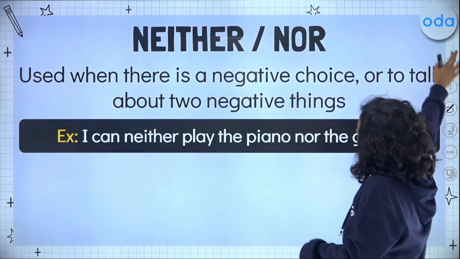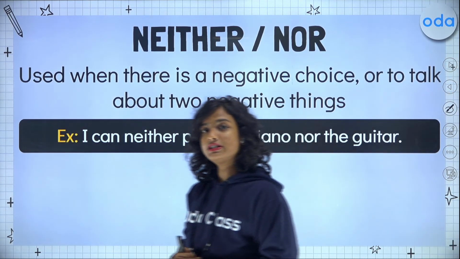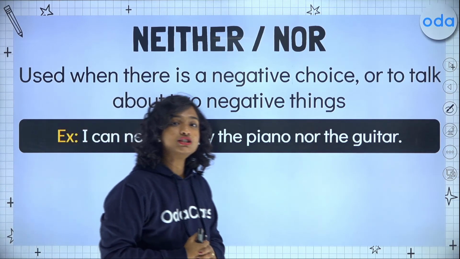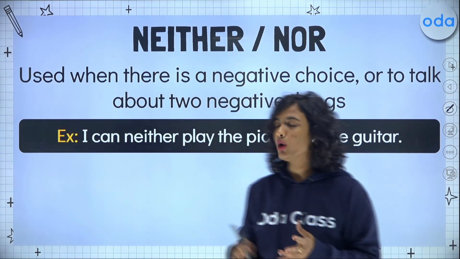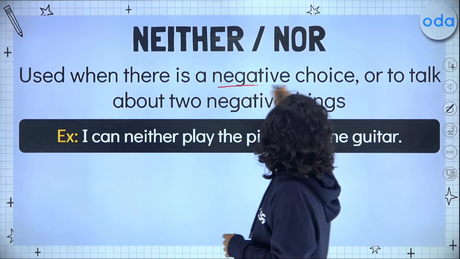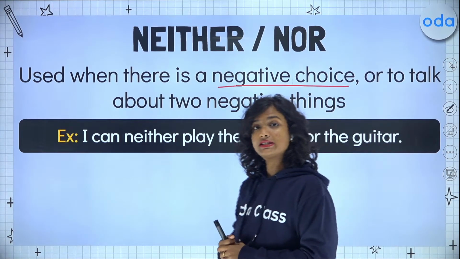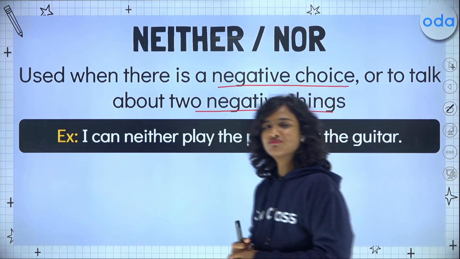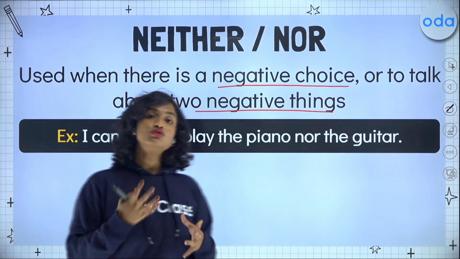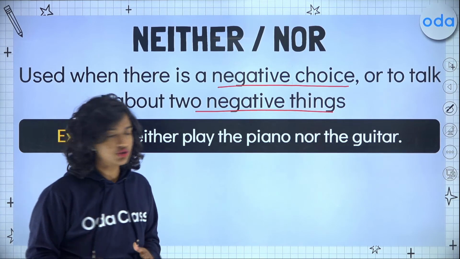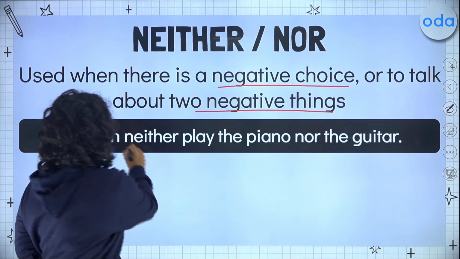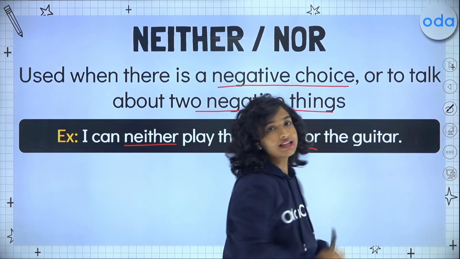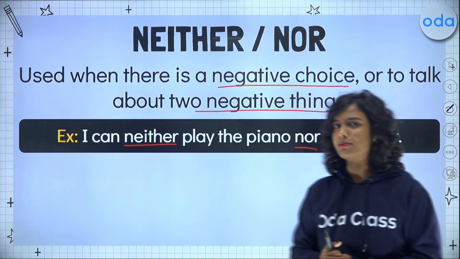So let's move on to our second conjunction for today. We have neither nor. Where either or is used to show a choice or an option, neither nor is used when there is a negative choice or to talk about 2 negative things. What does that mean? To talk about 2 things that are both untrue. For example, I can neither play the piano nor the guitar. Let's take one more example.